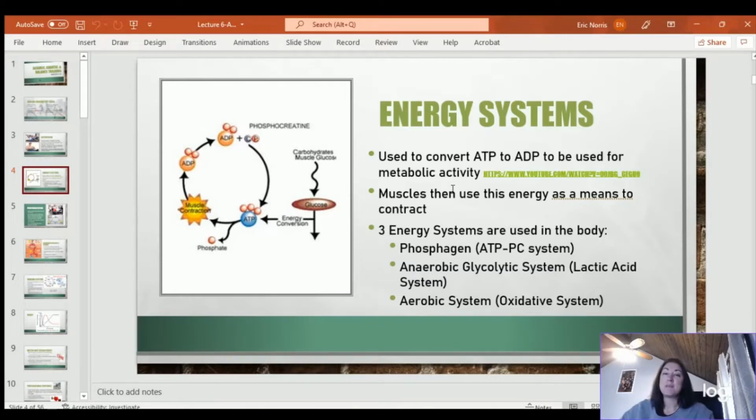And then muscles use this energy in order to contract. So there are three energy systems in our body: the phosphagen or ATP-PC system, the anaerobic glycolytic system, which is the lactic acid system as well, and the aerobic or oxidative system. And we're about to go into each of those, what they are.